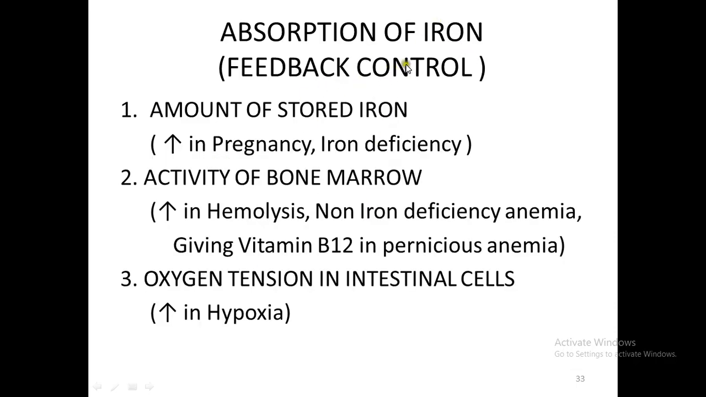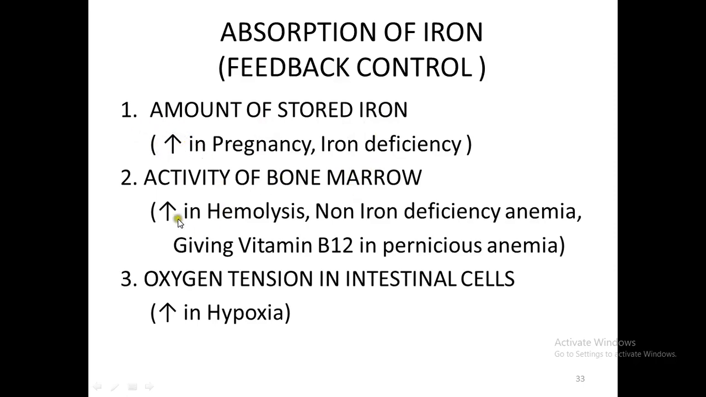Absorption of iron is under feedback control, and it depends upon the amount of stored iron in the body. If the amount of stored iron in the body is less, as in pregnancy or in iron deficiency, then more iron is going to be absorbed, more than 10%. We have just discussed that out of the 10 milligram taken in the diet, only 1 milligram is absorbed, that is 10%. However, in pregnant women or in patients suffering from iron deficiency anemia, more than 10% is going to be absorbed from the diet.